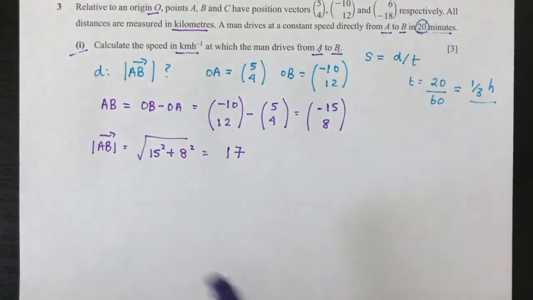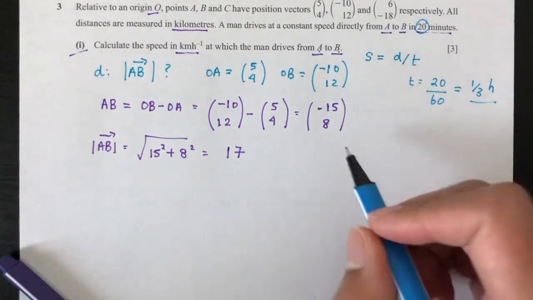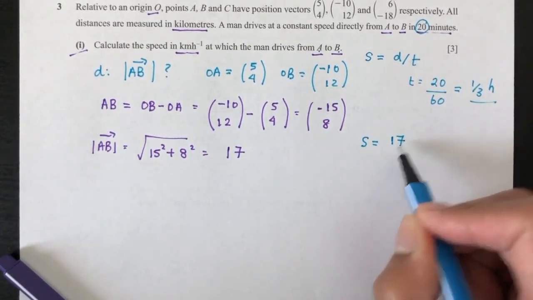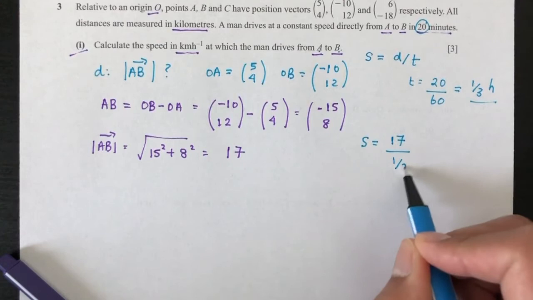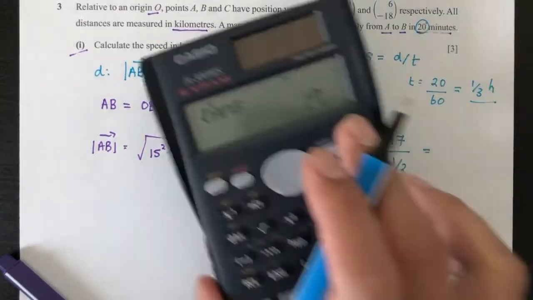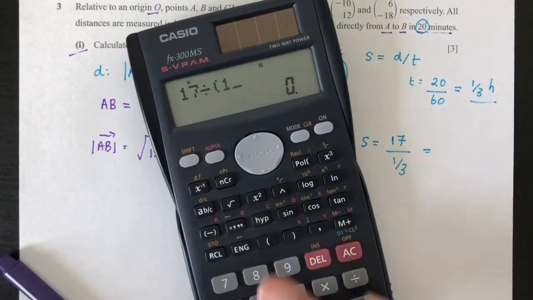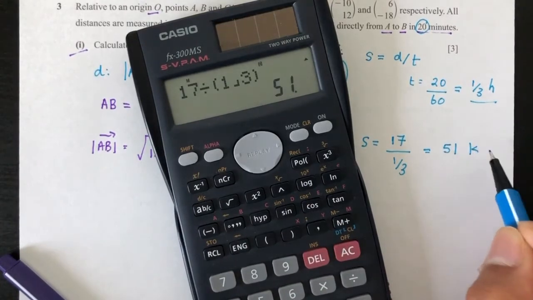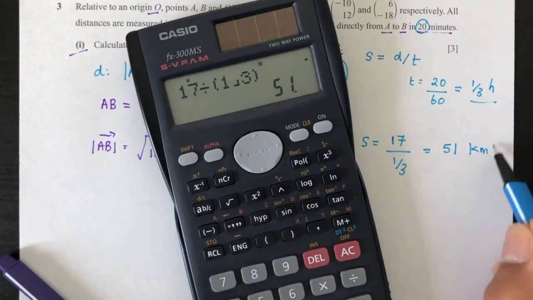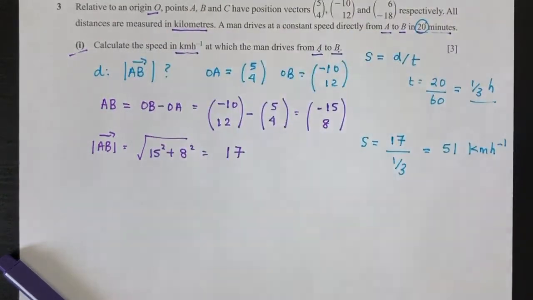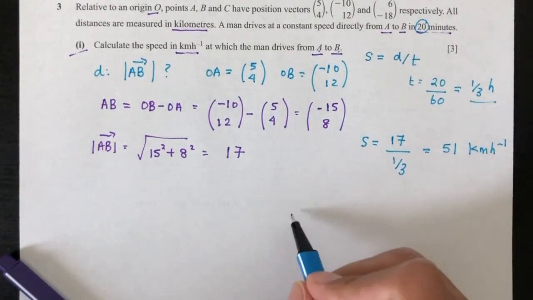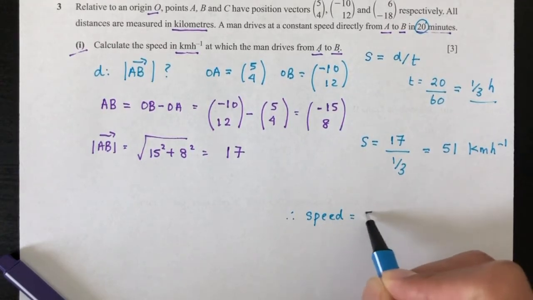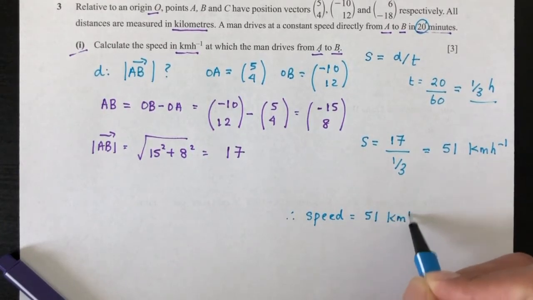And to find the speed, replace back in your formula. So speed is equal to distance, which is 17, divided by time in hours. That should give you what? Let's check. 17 divided by 1/3. That should be 51 km per hour. So your answer will be, write down, the speed is 51 km per hour.